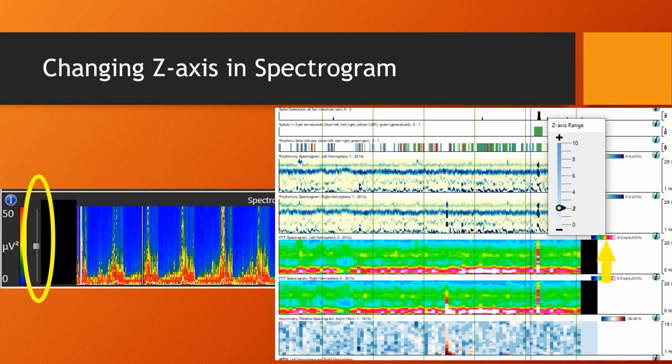And as I mentioned, if we want to change the z-axis in the spectrogram, for spectrogram only, we're going to use the little slider bar on the left-hand side. If we're going to change it in persist, we're going to click on that scale, that little scale that you see with the little yellow arrow, and it's going to pop up our z-axis range.